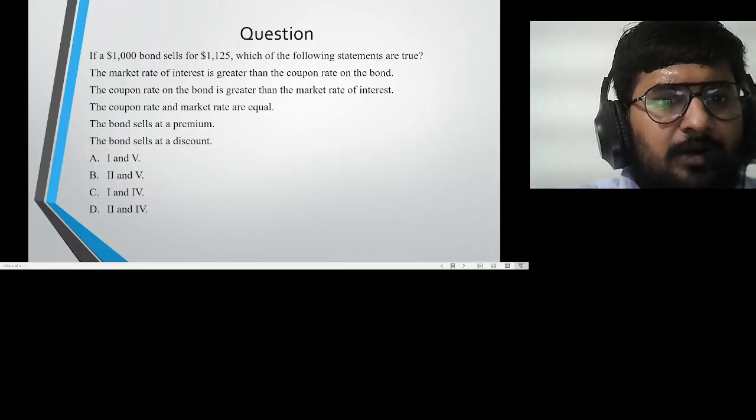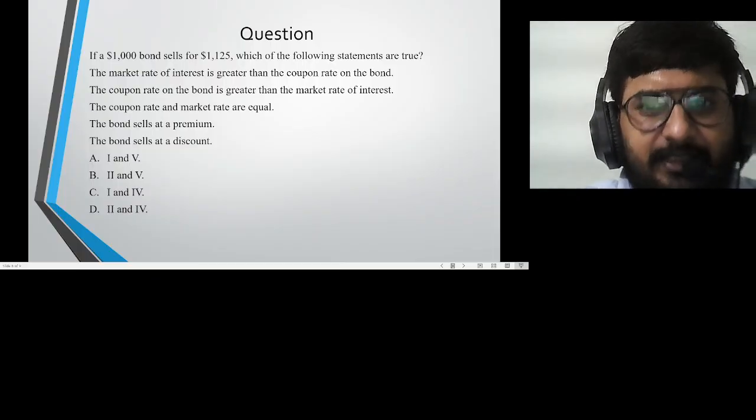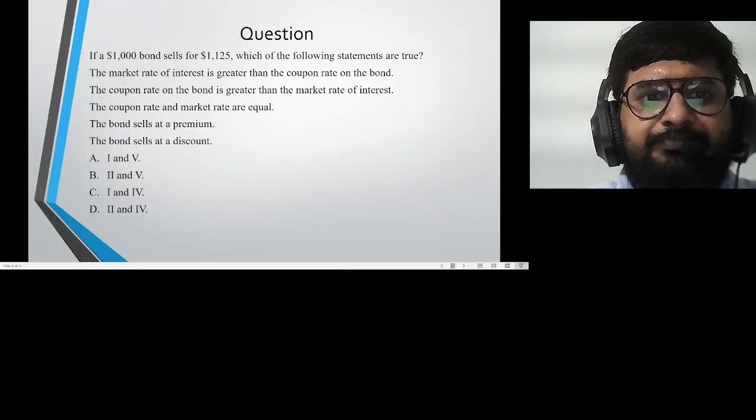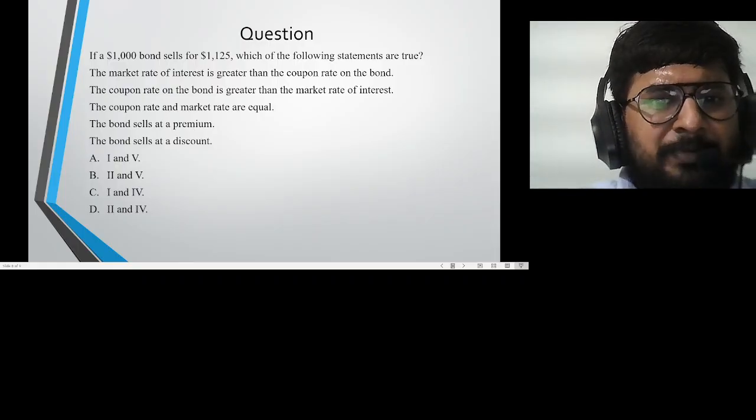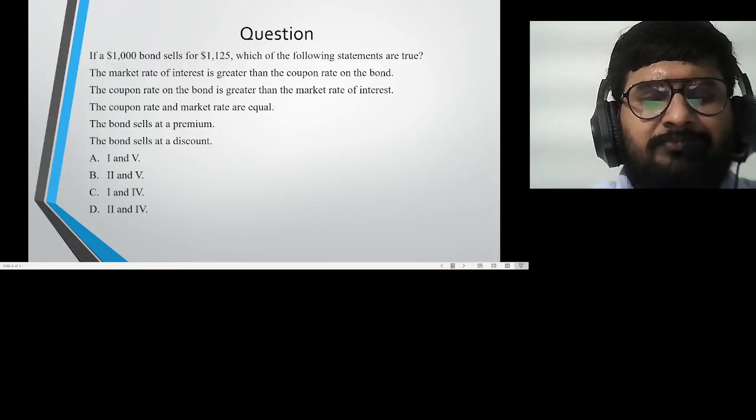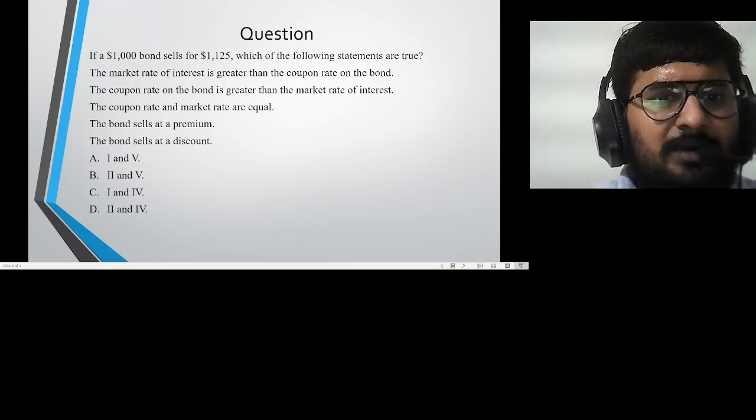B. Coupon rate on the bond is greater than the market rate of interest. True. Coupon rate is more than market rate. That is why bond is selling at a premium. Coupon rate and market rate are equal. No. In that situation, bond would have sold at face value. Bond sells at a premium, so that is also correct.